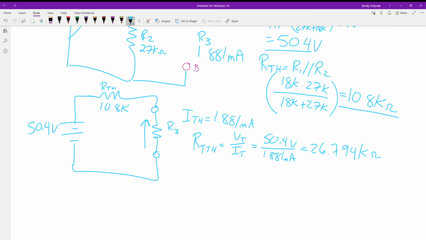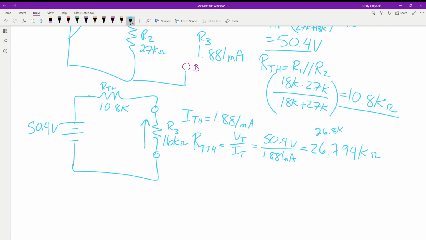So obviously when we're solving these, we want to keep it out 3 decimal points, so that'll probably change a couple of these values just a little bit. But just rounding it off right now, just for simplicity's sake, we've got 26.8K of total resistance. If we have 10.8K of resistance already in this circuit, how much do we have to have across R3? 16. So we end up with 16 kiloohms.